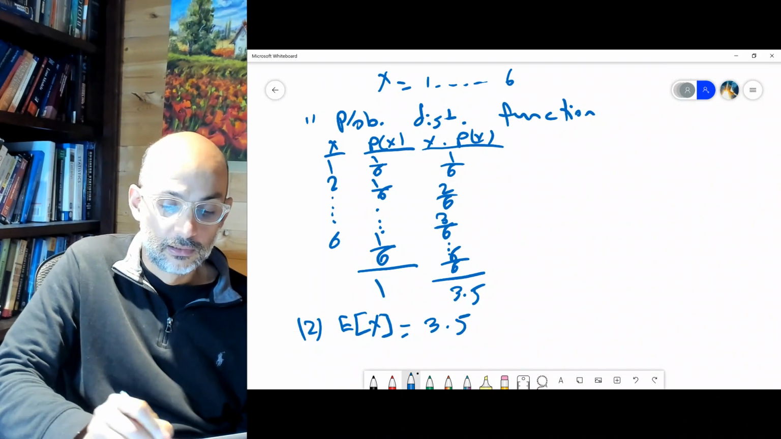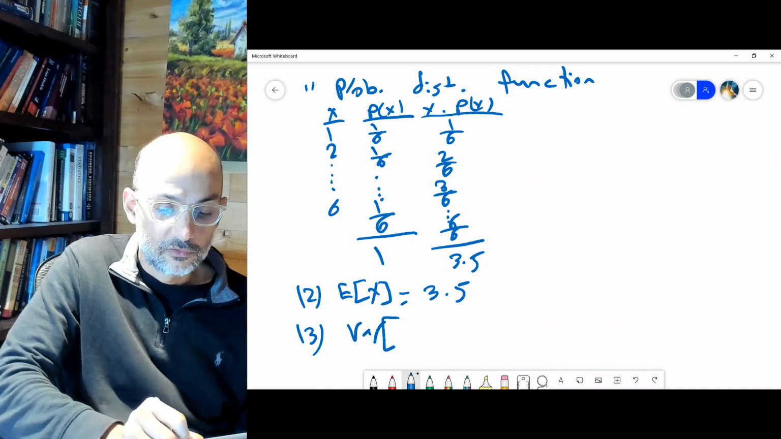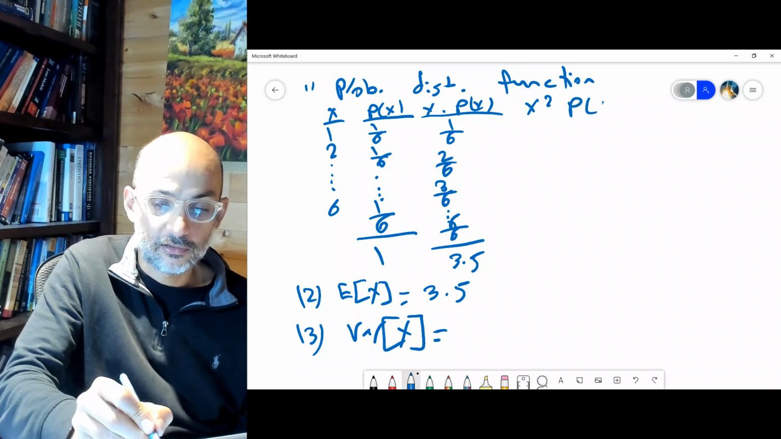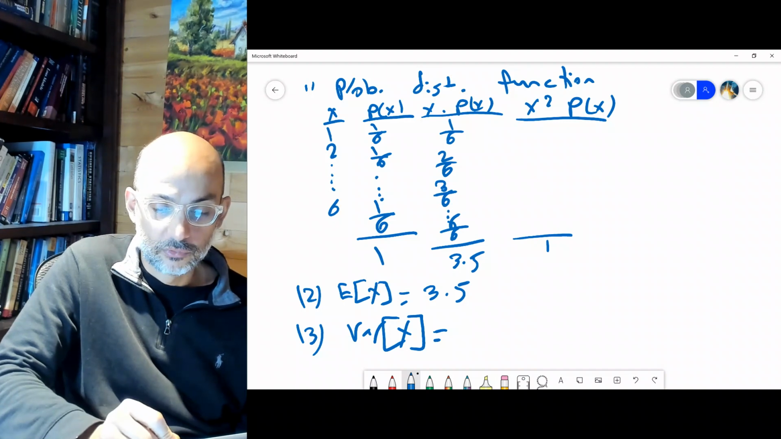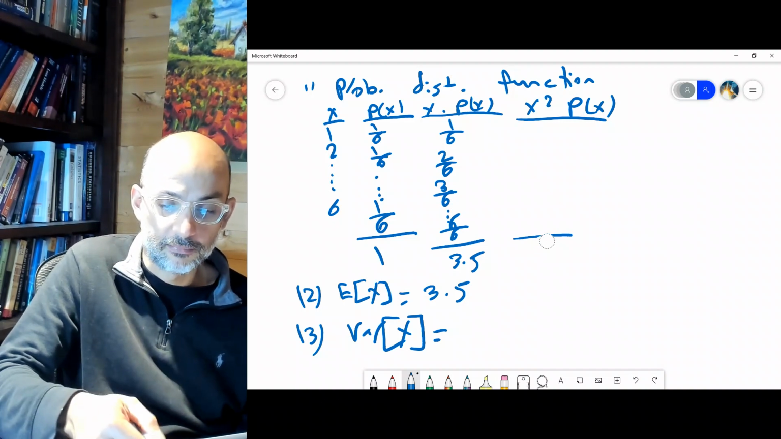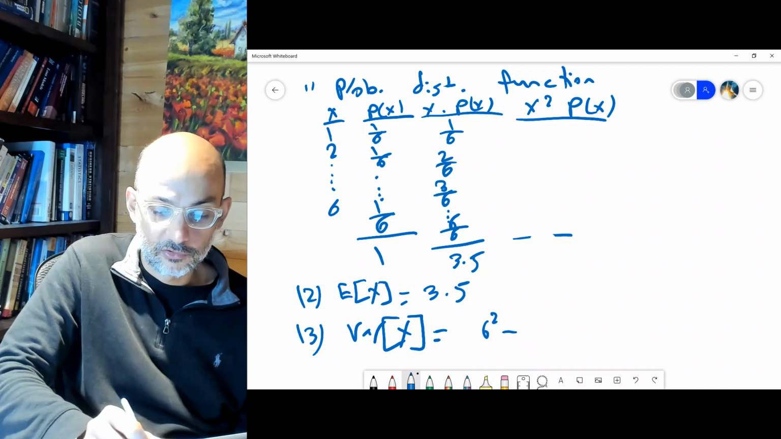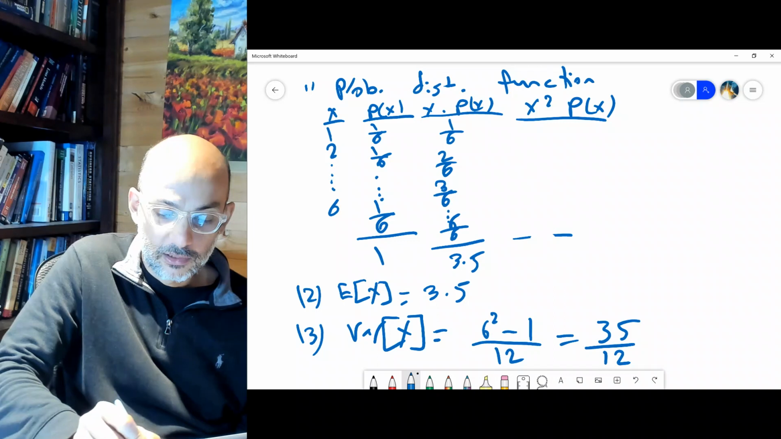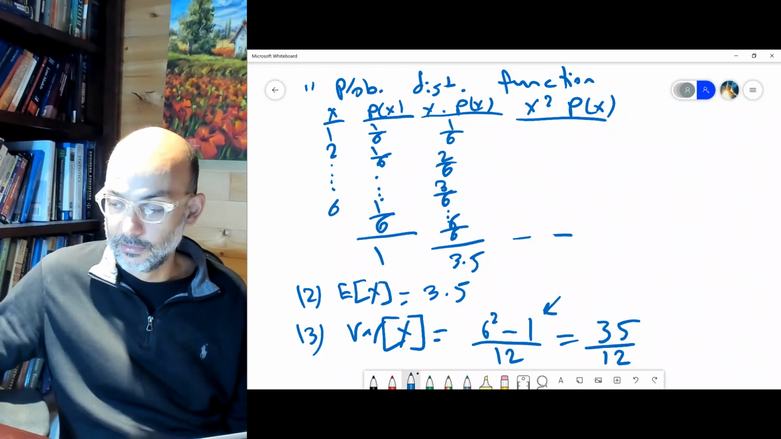3.5. Now you can also quickly calculate the variance of x. If you do that, I already computed, and you can verify it. So you need to do x squared p(x), sum them up, and then if you do the variance of this one, it will be 91/6 minus 3.5 squared, which gives 35 over 12. There is a rule for it, we'll take it in the common distributions later on, but this is something you can do yourself.